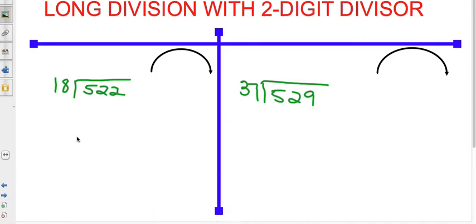This is review for Chapter 2, Go Math. First problem, we have 18 into 522.